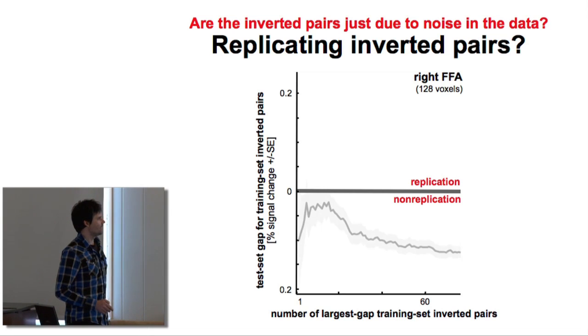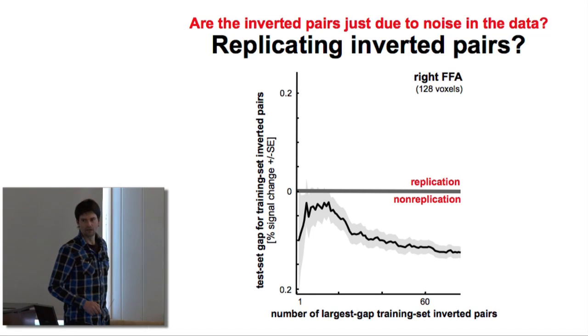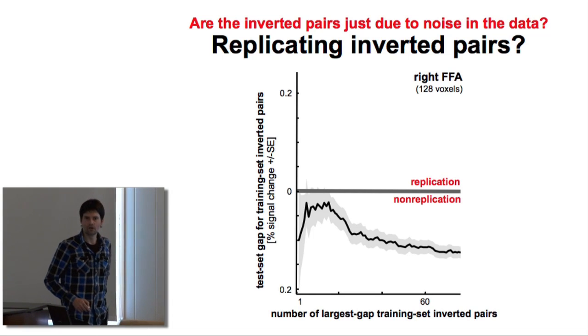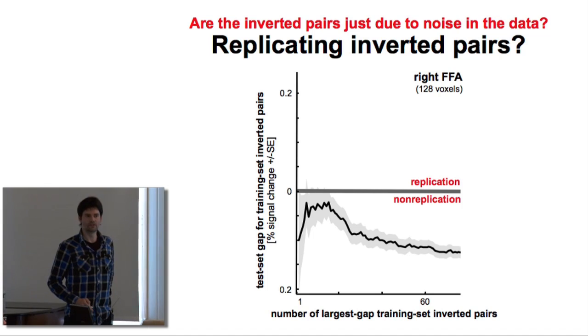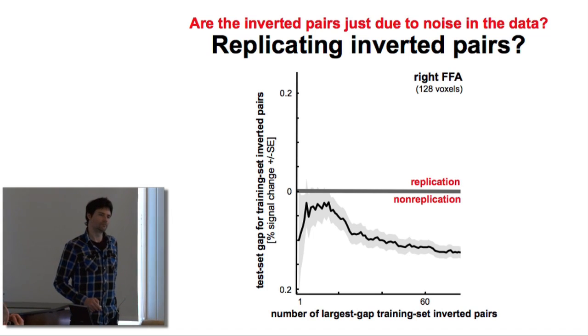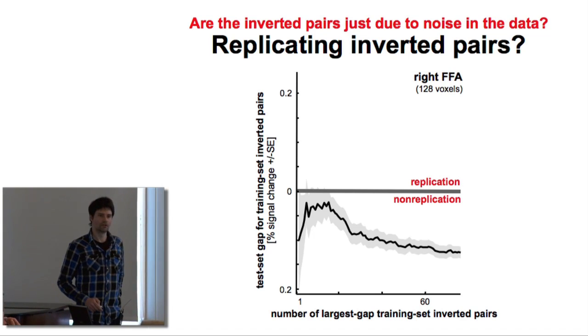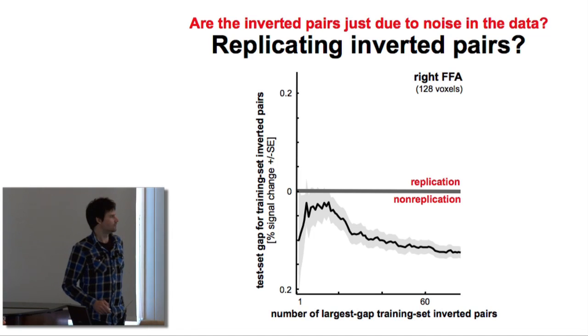And for the right FFA, what we see is this. It's never significantly above 0. So that indicates that we have no evidence for any of the inverted pairs that we find in a given session replicating in the other session.